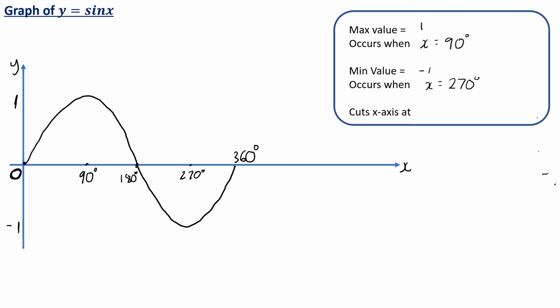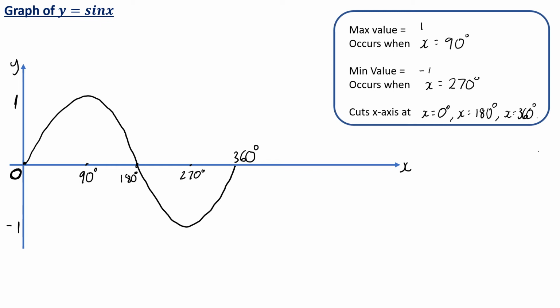So we can see here that the range of this function is between 1 and -1. It doesn't go beyond 1 and -1. Where does it cut the x-axis? Well, we see it cuts the x-axis at this point here, it crosses it here, and it crosses it here. So there are 3 points: x equals 0 degrees, x equals 180 degrees, and x equals 360 degrees.